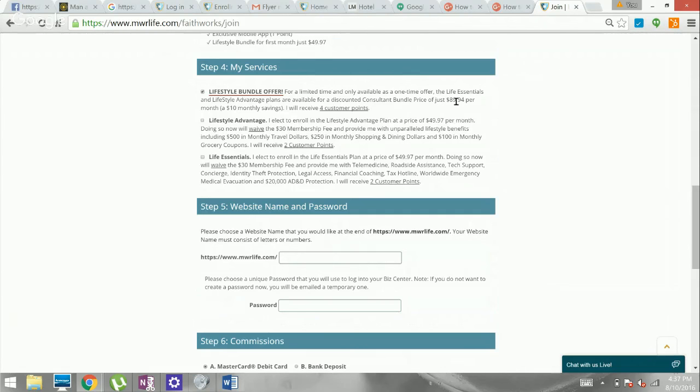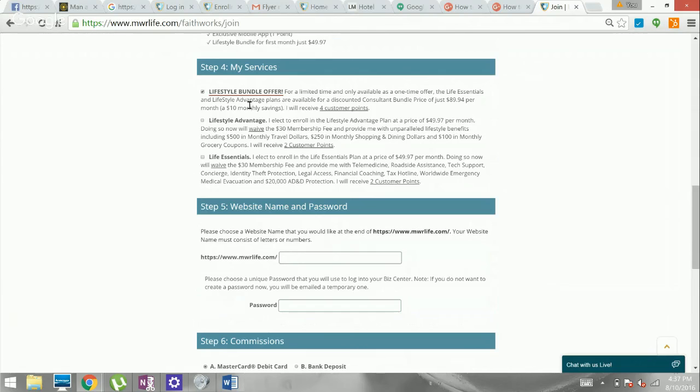Okay, so available for the discounted consultant bundle price of $89 per month, they'll receive 4 customer points. But just in their first month, they can get both of those services for the price of one. So regardless of whether they pick one service or both services, it's still going to be the same price today.